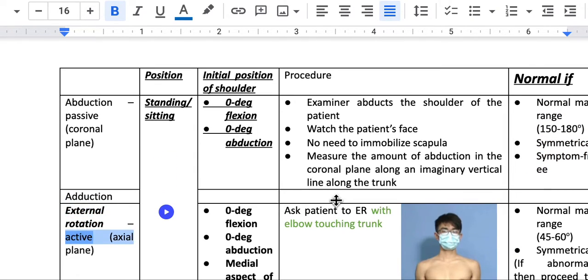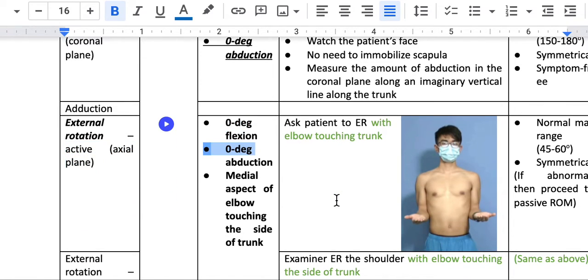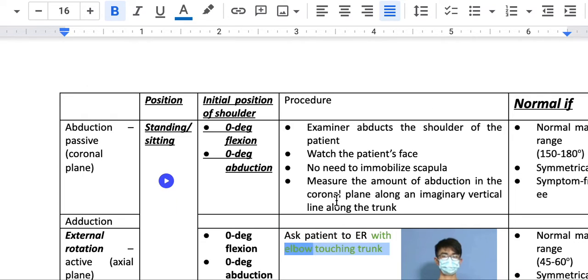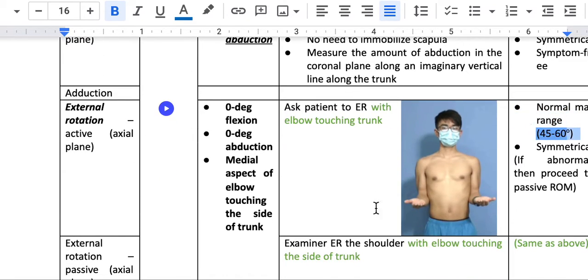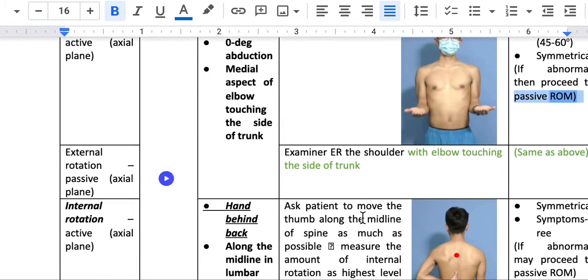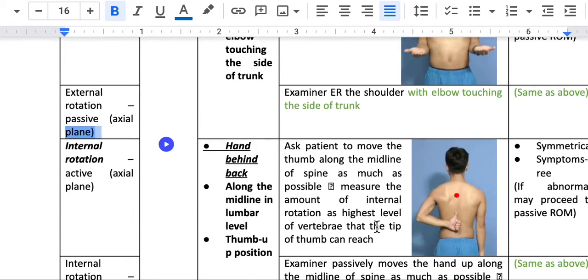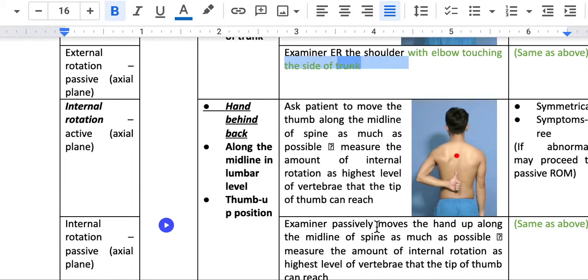External rotation, active, axial plane, 0 degrees flexion, 0 degrees abduction, medial aspect of the elbow touching the side of the trunk. Ask the patient to externally rotate with the elbow touching the trunk. Normal max range, 45-60. Symmetrical. If abnormal, then proceed to passive ROM. External rotation, passive, axial plane: the examiner externally rotates the shoulder with the elbow touching the side of the trunk.